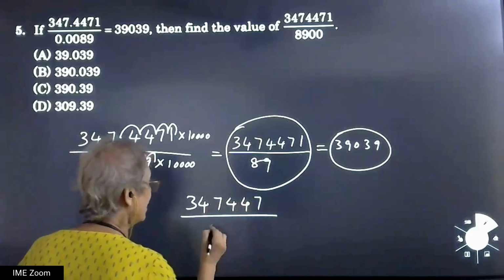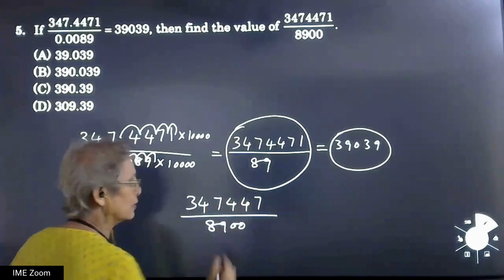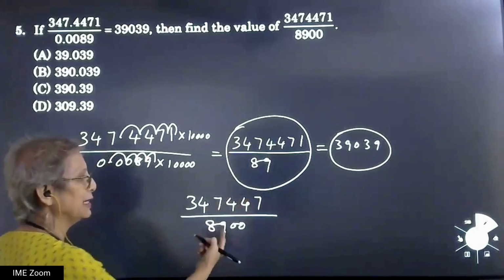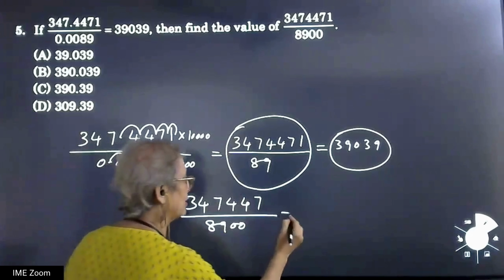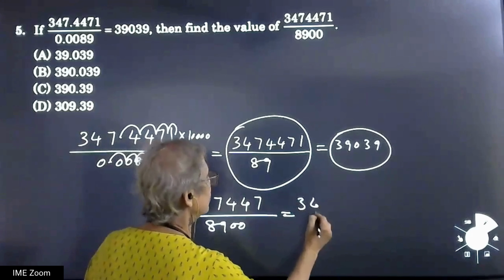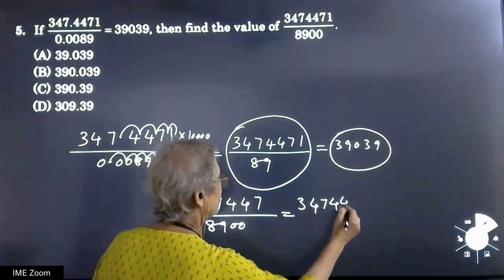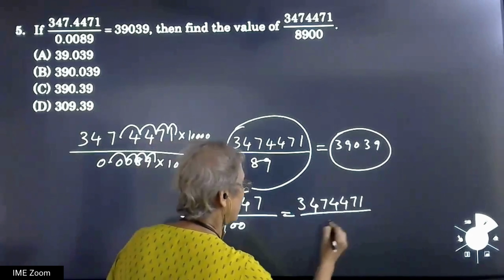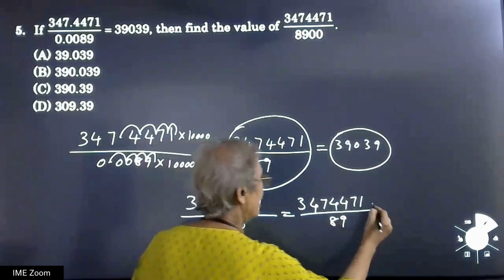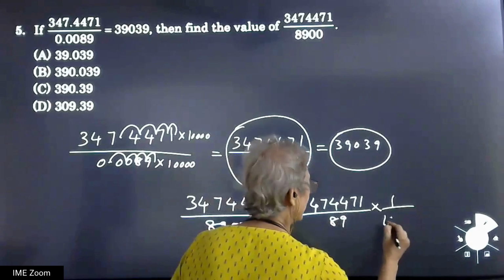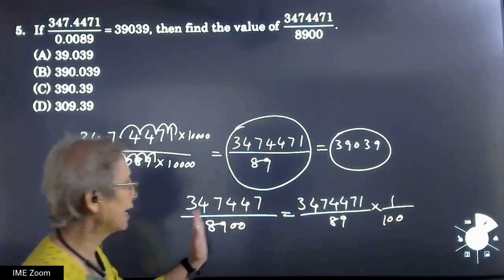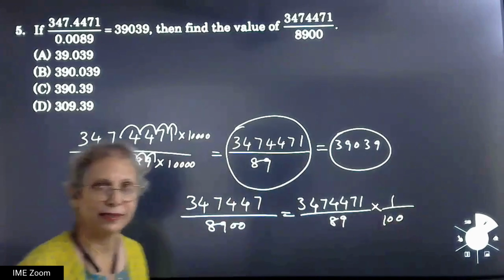347,447 upon 8900. We have only 89. Here it is 8900. So what I will do? 3474471 upon 89 into 1 upon 100. I am taking that 100 separately.